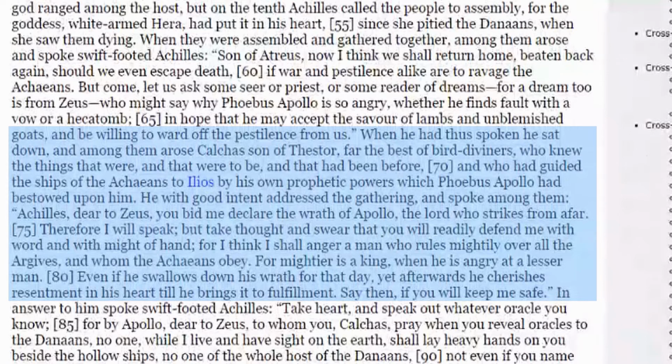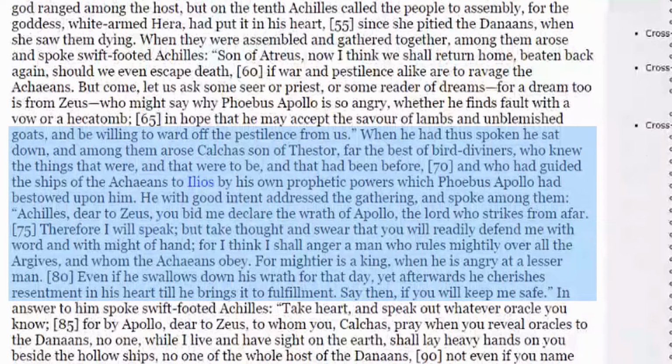And so he stands up and then he says, well, all right, I'll tell you what I know, but first you have to promise to protect me, because I think I'm going to make a powerful man angry when I say this. And the lesson is that, okay, everybody knows that if you make a powerful man angry, he might swallow his wrath for the day. Like, he might not show it, but he will cherish resentment in his heart till he brings it to fulfillment, right? The powerful will try to strike back, if you challenge them or criticize them.